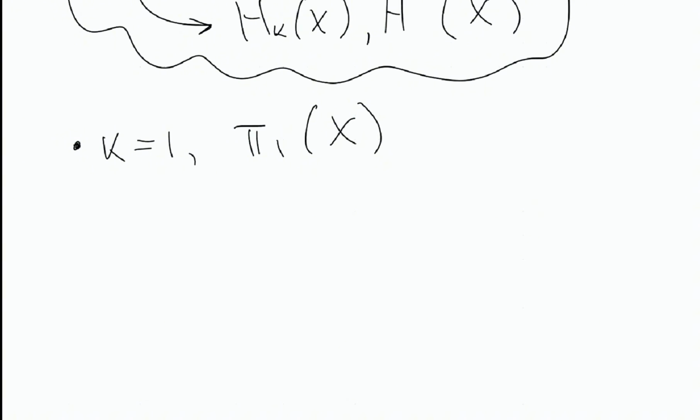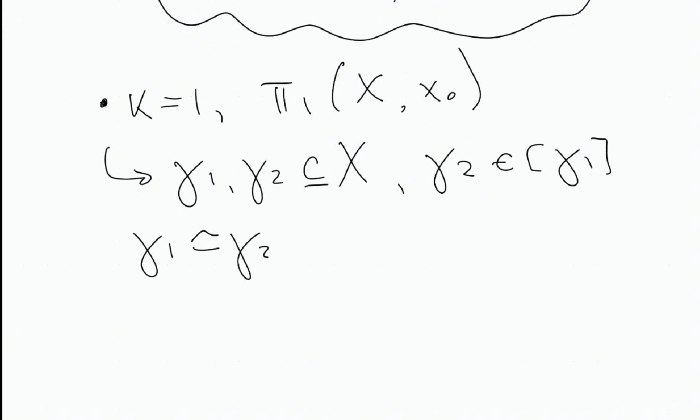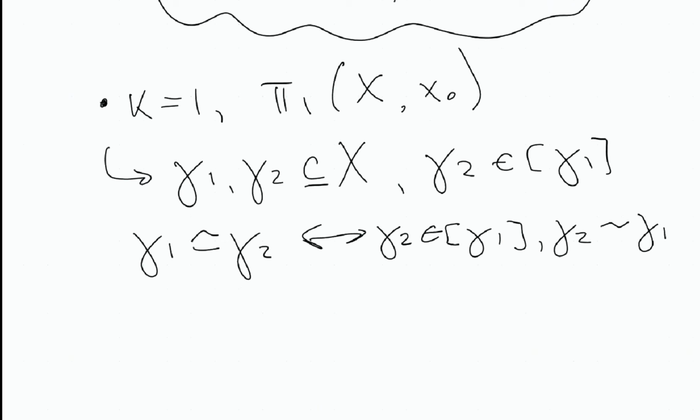First of all, the elements are going to be equivalence classes. Equivalence classes of what? The elements of the fundamental group are equivalence classes of loops based at the point x0 in the topological space X. But then the question is, if I give you two loops in X, how do you determine that gamma 2 belongs to the equivalence class of gamma 1? That is to say, gamma 2 is equivalent to gamma 1. Two paths are equivalent if they are homotopic to each other. Homotopic means that I can deform one path continuously, without breaking it, into another path.